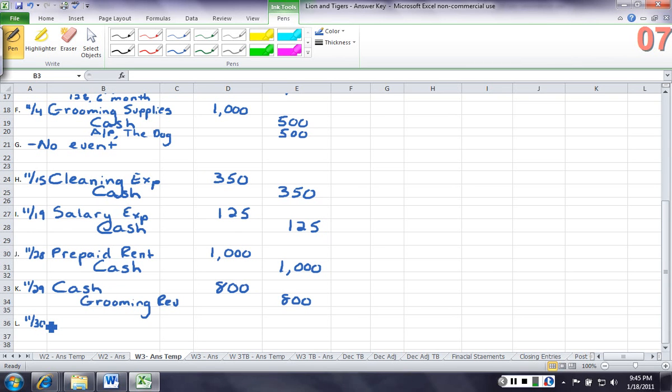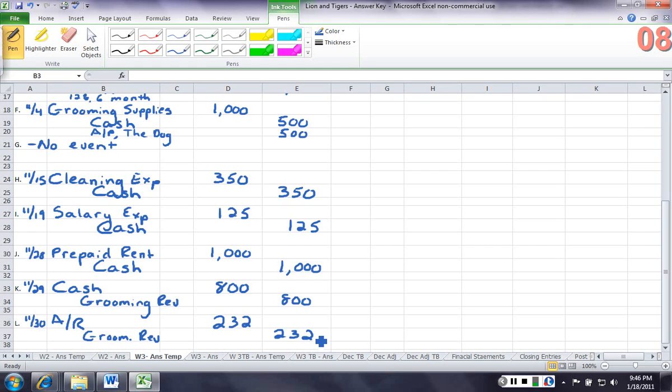And then finally, the last entry of the month, on 11/30, I perform services on account by grooming these animals. So I'm going to debit accounts receivable for $232, and I'm going to credit grooming revenue for $232. That is my journal entries.